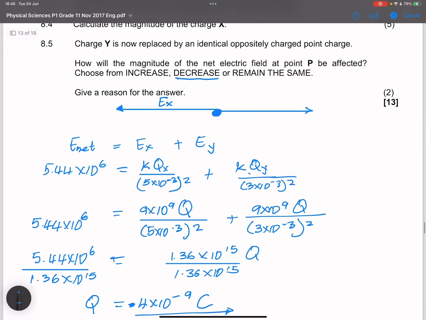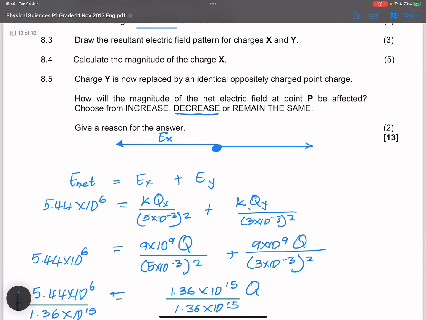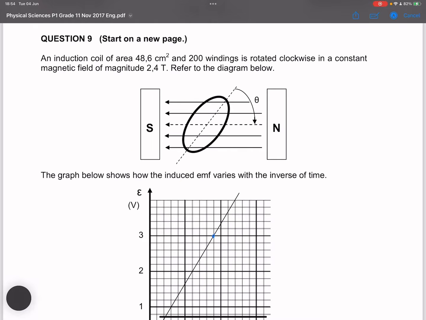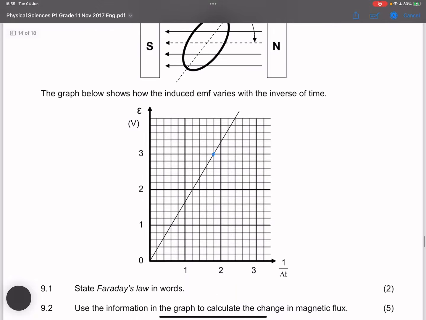Ladies and gents, let's go on to the next section, which is question 9. I hope that was clear. As we look at question 9, they say an induction coil of area 48.6 cubic centimeters and 200 windings is rotated clockwise in a constant magnetic field of magnitude 2.4 Tesla. They say refer to the diagram below. The graph below shows how the induced EMF varies with the inverse of time.